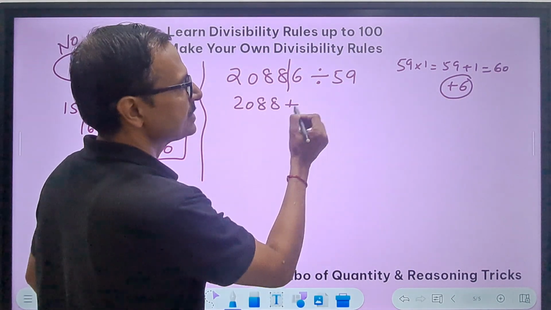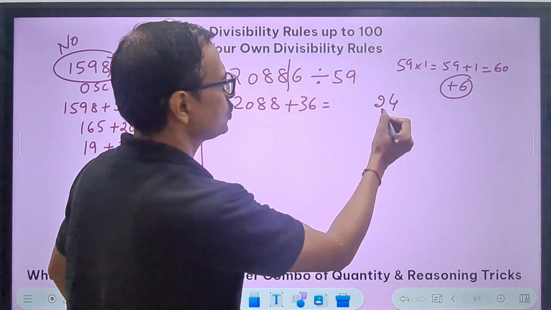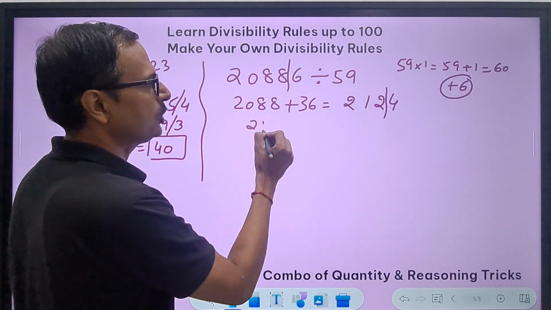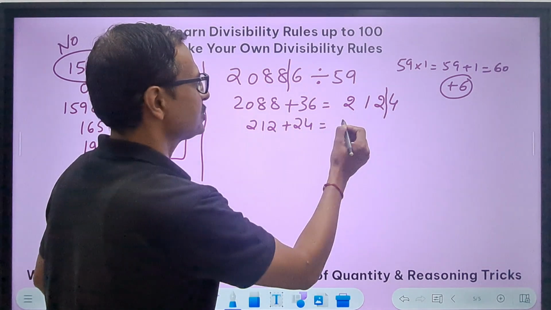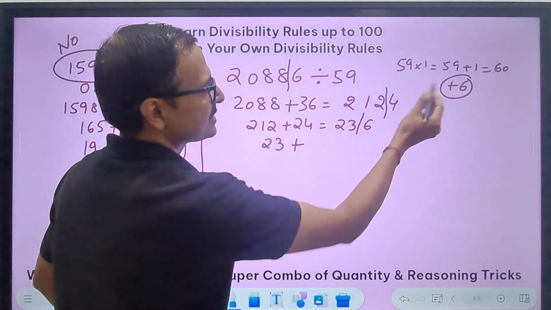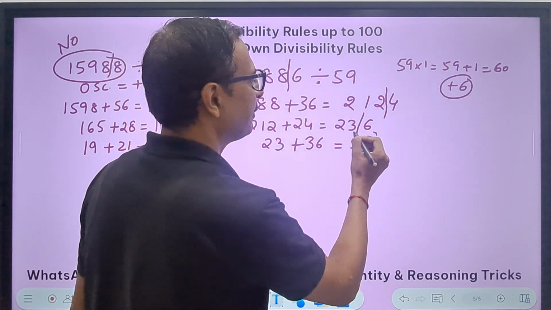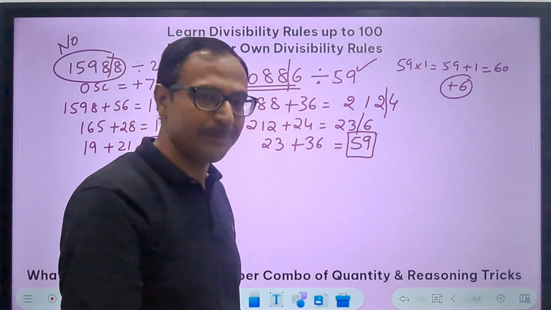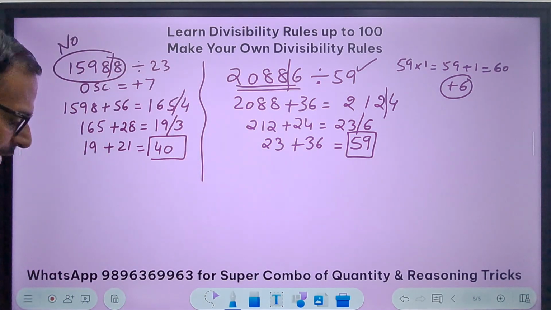2088 plus 6 times 6, 36 is 14, 4, 1 carry means 12, 2, 1 carry and then 2, right? Separate out the last digit, 212 plus 6 times 4 is 24. So this is 236. Separate out once more, 23 plus 6 times 6, 36, and so we have what number? 59, and there we go, the number 59 itself was the divisor, and so the entire number is divisible by 59.